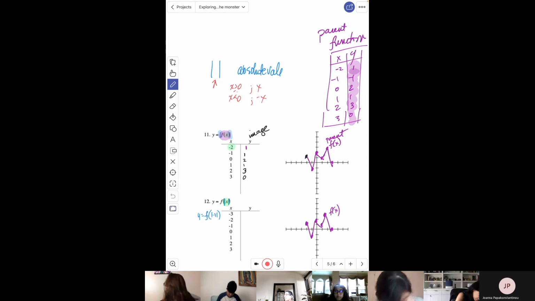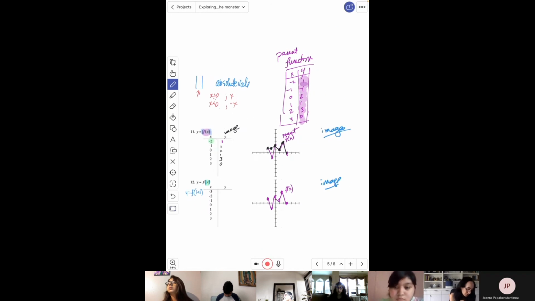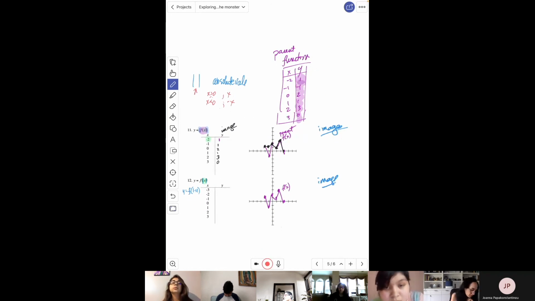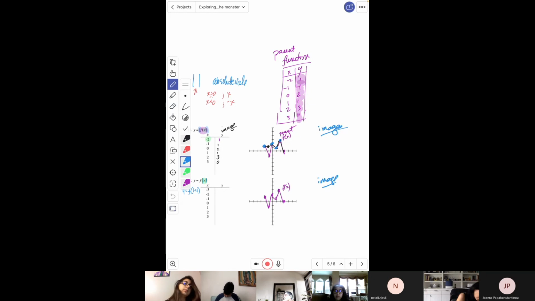-2, 1, -1, 1, 0, 2, 1, 1, 2, 3. So what's happened? What's the only thing that's changed? Can we recognize what's happening in the image? How would we describe that? Well, this didn't change. This didn't change. This didn't change. This didn't change. This didn't change. The only one that changed is this point.